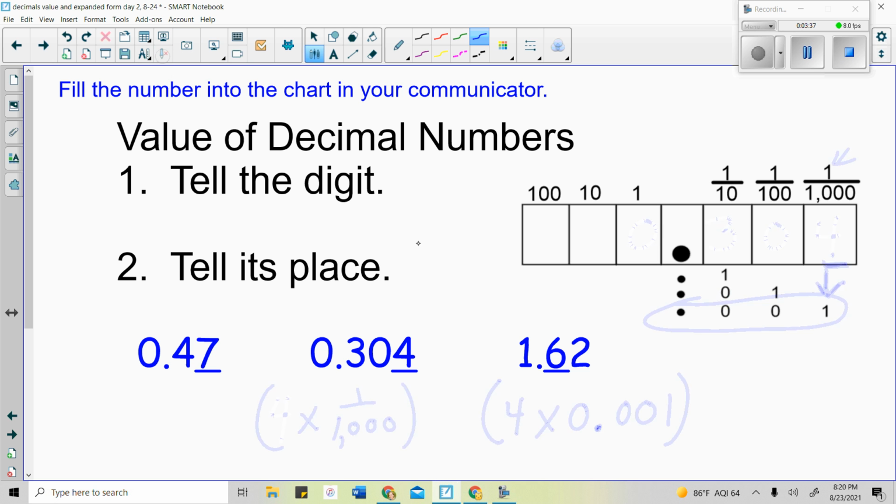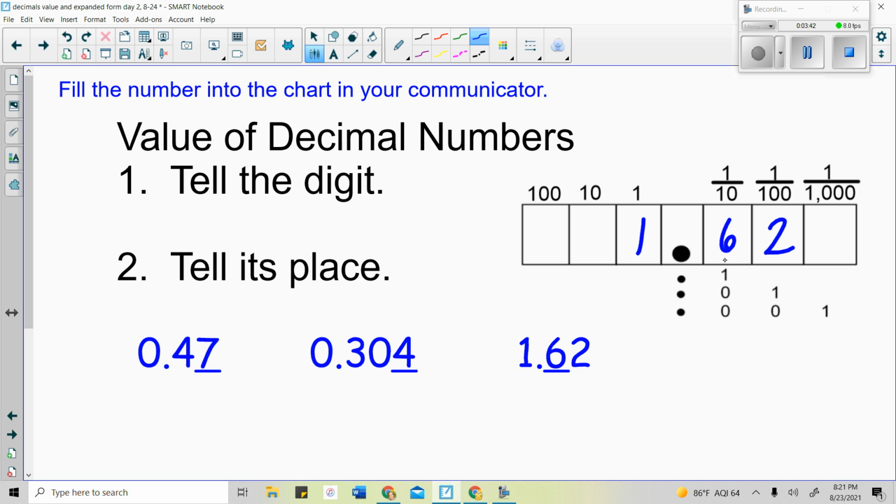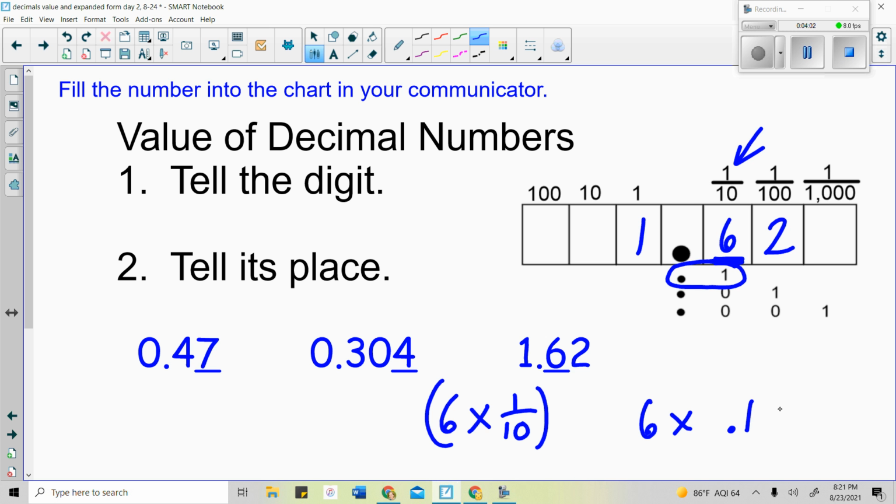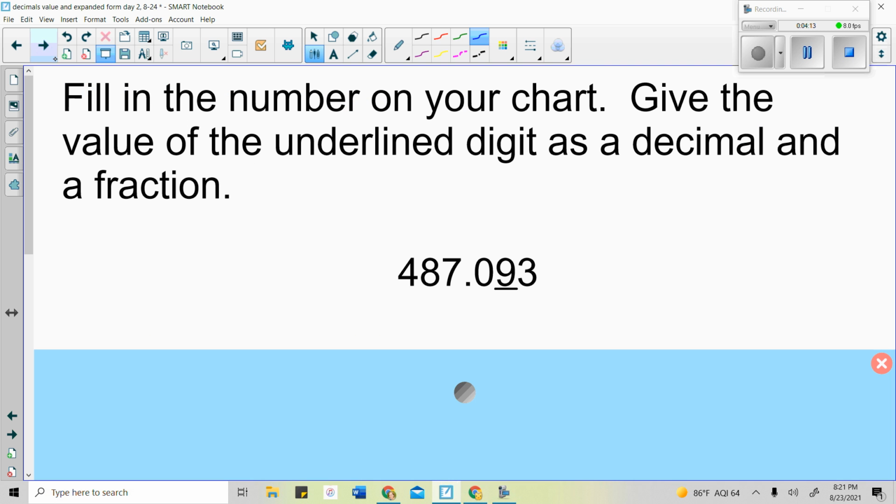Okay, so let's do one more together. So I fill my number into the chart, building around the decimal. Now this time I want to know about the 6. So I tell the digit, multiply by its place. Its place is the tenths place with a THS. So there's my fractional form. And then as a decimal, if I look right below it, where my 1 is, it would be 0.1. So a 1 in the tenths place. And I'd want a 0 in front, so it would be 0.1, 1/10. So this is the 2 different ways you're going to be writing your value.